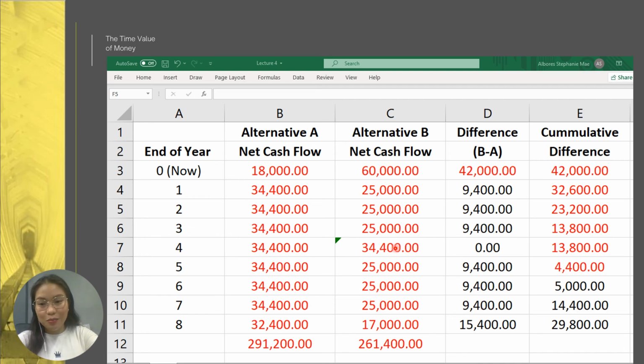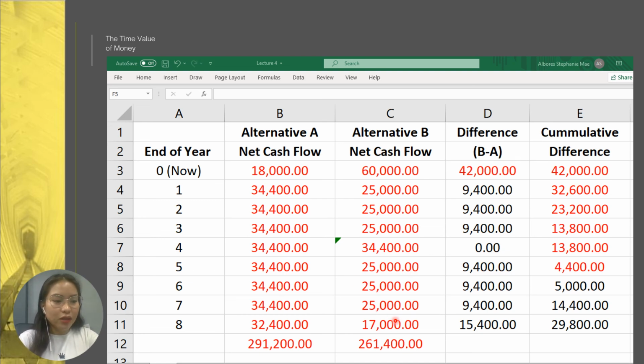At the end of 4 years, it is like every 4 years, you replace a major component, which costs 9,400. So it increases, and then you go back to your usual expenses.